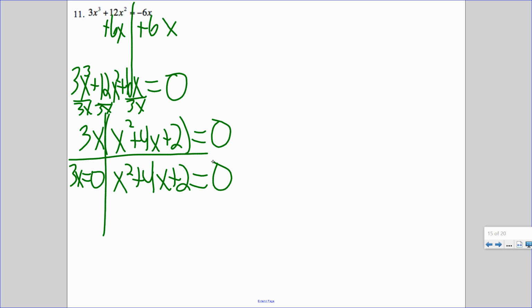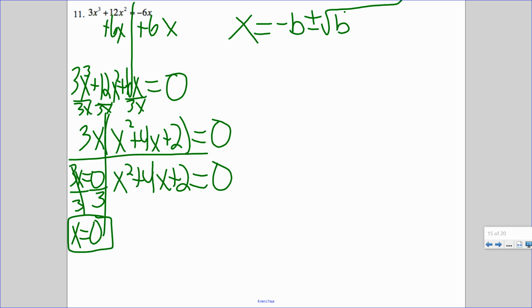The one on the left is pretty easy to solve. X equals 0. And whenever there's a variable GCF, you're always going to get 0 as that answer. And on the x squared plus 4x plus 2 equals 0, since it's a quadratic equation which doesn't factor, I'm going to have to use x equals negative b plus or minus the square root of b squared minus 4ac all over 2a. And again, when do we use that? If it's a quadratic, with an x squared, that can't be factored.